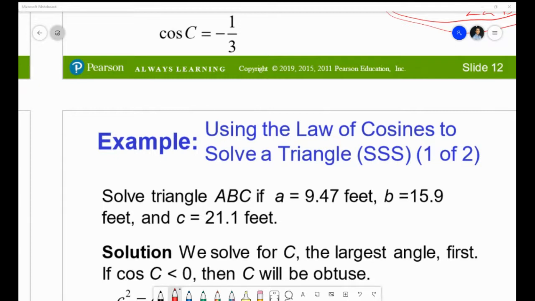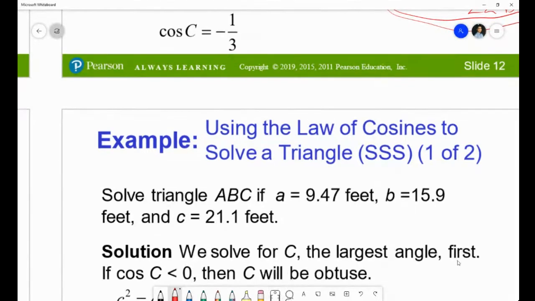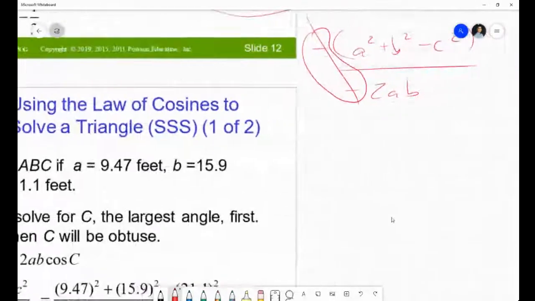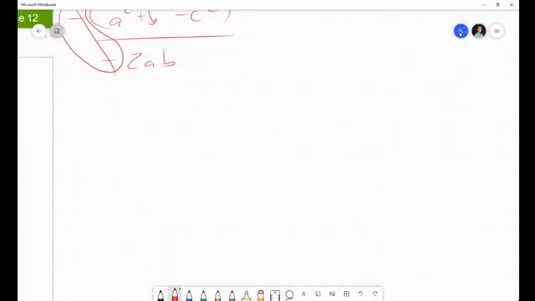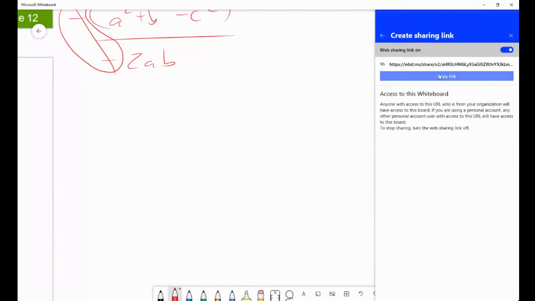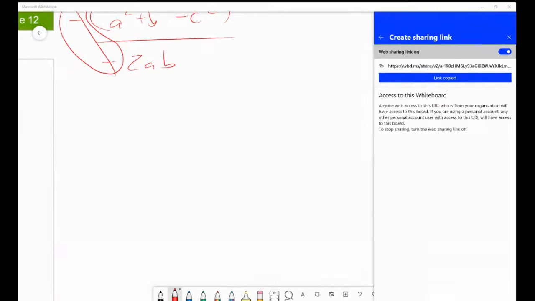So here, let me share my screen. Okay, so tell me what you are typing in. I put the equation like first c square minus a square minus b square over 2ab. Okay, let's do it over here, right? Can you join the whiteboard right now? Here, I'll give you a link.